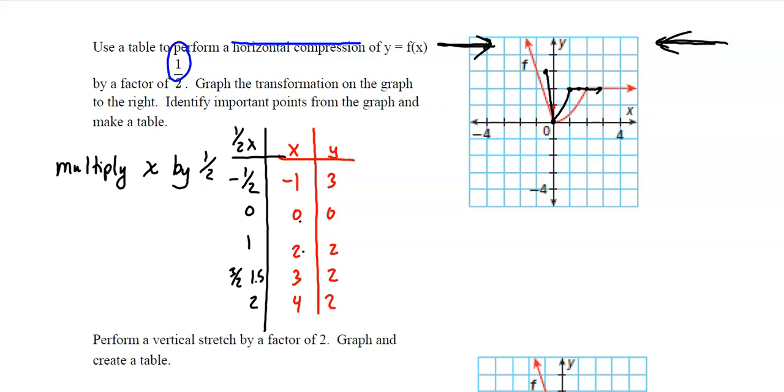Now, if we were going to do a horizontal stretch, we would have multiplied by a number that was bigger than 1, because then all of our x's would have spread out a little bit further. So I know this is kind of tough to think about, but compression is basically your x's are going to get smaller, so you need to multiply by a number smaller than 1. You're going to multiply by a fraction. All right, let's go down to the next one.